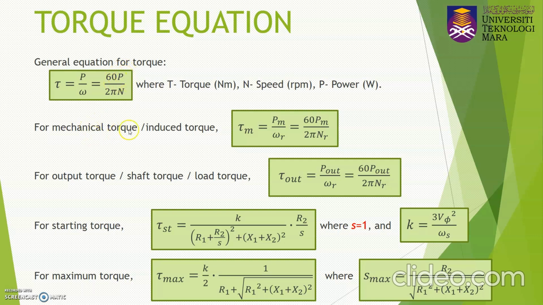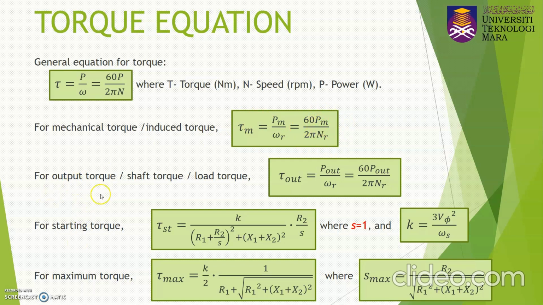For the mechanical torque, or we can also call it the induced torque, since this is the general equation, the P here you must replace with the PM because it is for the mechanical torque. And for the omega you must use omega R, which is the speed of the rotor, because when we measure the mechanical torque, it is based on the PM that we measured at the rotor side. So the formula is mechanical torque equal to 60 multiplied with your mechanical power divided by 2 pi nR, the speed of the rotor.